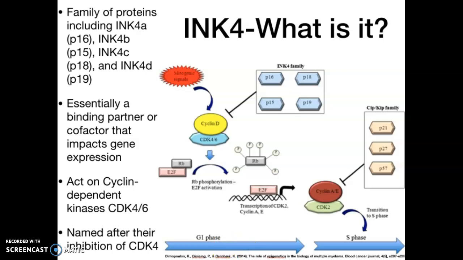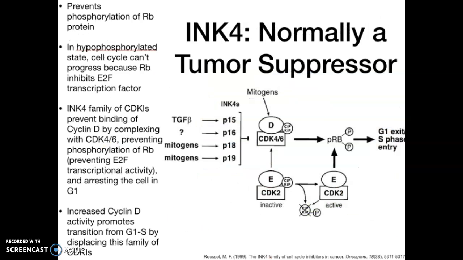INK4 refers to a family of cyclin-dependent kinase inhibitors, including P16, P15, P18, and P19, and they're part of a family that is kinase-specific. They inhibit the cyclin-dependent kinase CDK4, as well as CDK6, but they get their name after CDK4. The normal function of these proteins is to block progression of the cell cycle beyond the G1 restriction checkpoint.